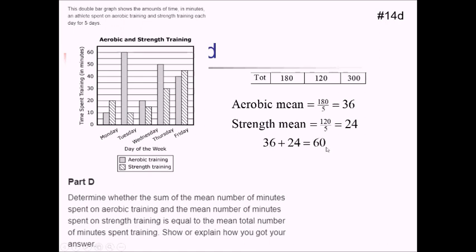All right, so now we're going to find the mean number of minutes total and see if that's also 60. So 300 divided by 5, yep, that's also 60. So the conclusion then is that yes, these quantities are equal.